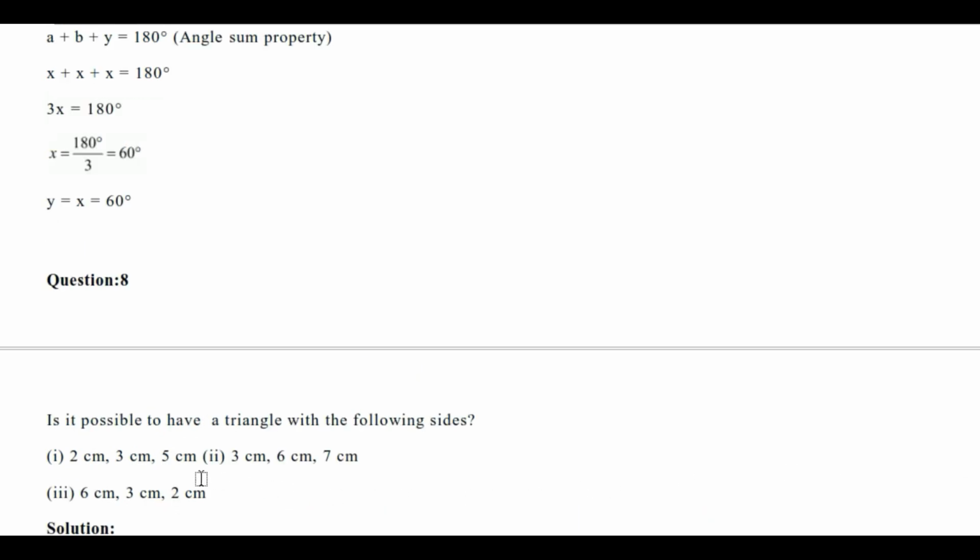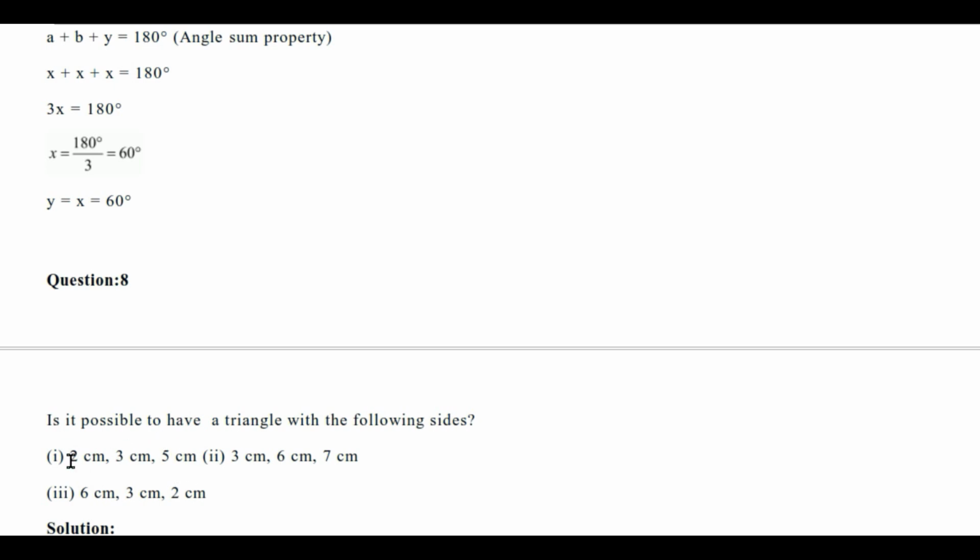So in such kind of question, we will use the triangle inequality property. What is the triangle inequality property? The sum of two sides of a triangle is greater than the third side. So while adding, if the sum of two sides of a triangle is greater than the third side in all three conditions, then the sides are given of a triangle, otherwise they are not the sides of a triangle.